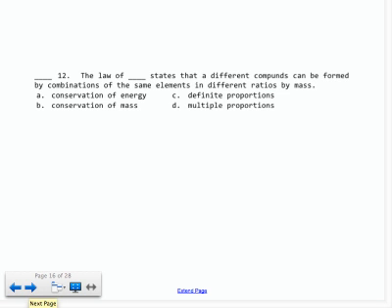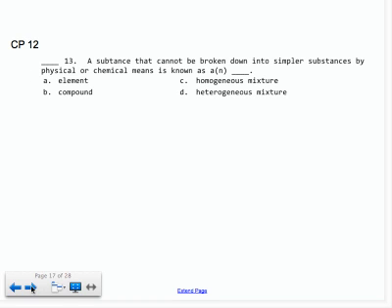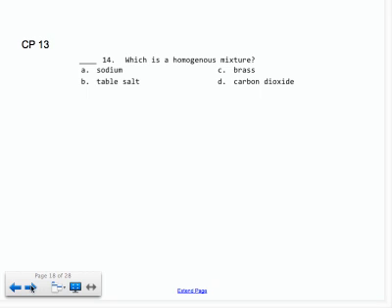The law of blank states that different compounds can be formed by combinations of the same elements in different ratios by mass. That is the law of multiple proportions. A substance that cannot be broken down into simpler substances by either physical or chemical means is known as an element. Okay, compounds can be separated chemically. Mixtures, either homogeneous or heterogeneous, can be separated physically, but an element cannot be separated into simpler substances by either chemical or physical means.